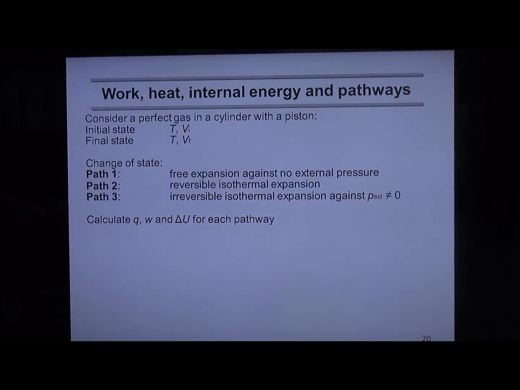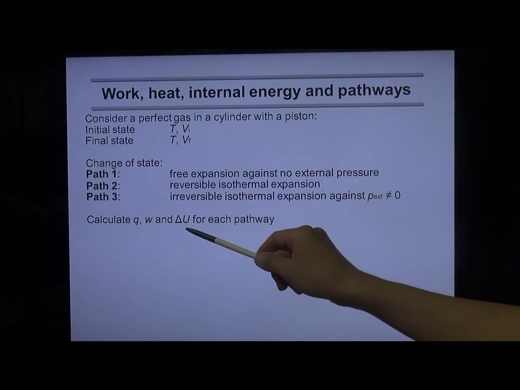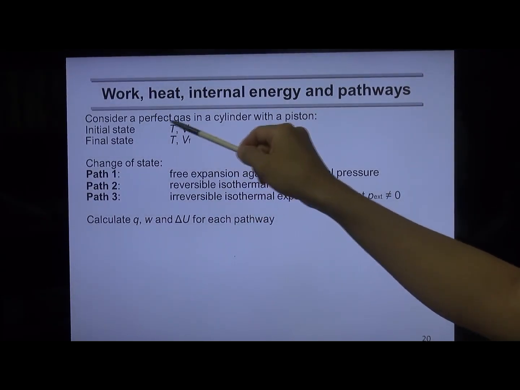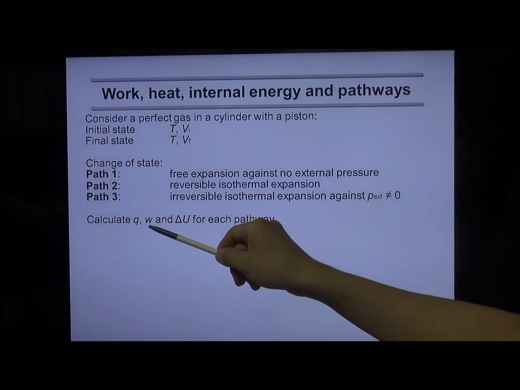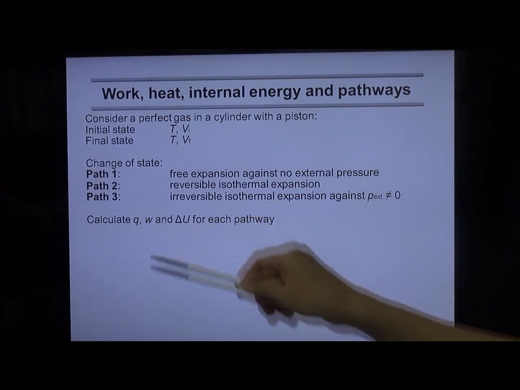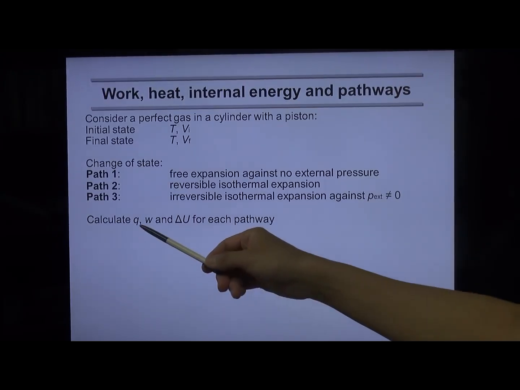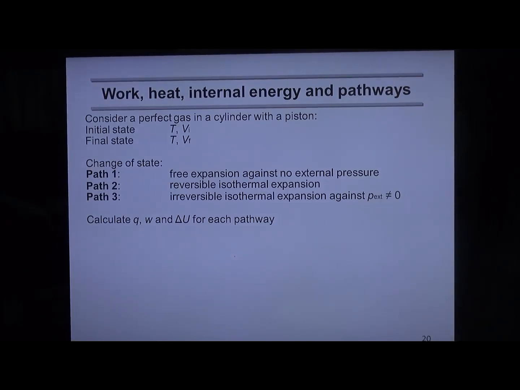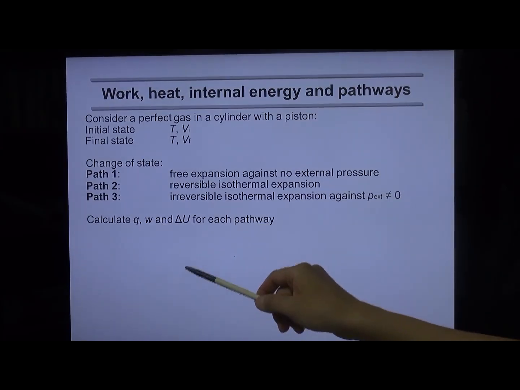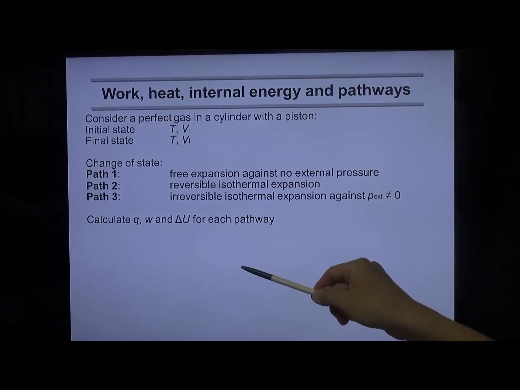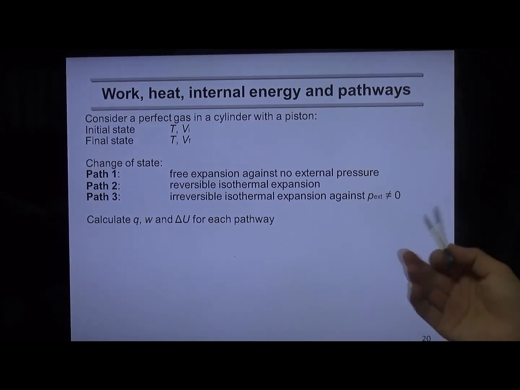How about path 2? Same for delta U, right? Perfect gas, isothermal expansion, delta U is 0. How about W? We already have calculated this before. W is equal to minus nRT natural log V_f over V_i, and Q would be plus something, plus nRT natural log V_f over V_i. How about path 3? Irreversible expansion. We have also learned this. Delta U is 0. How about W? W should be minus P external pressure times delta V. Okay, that's all. Very simple.